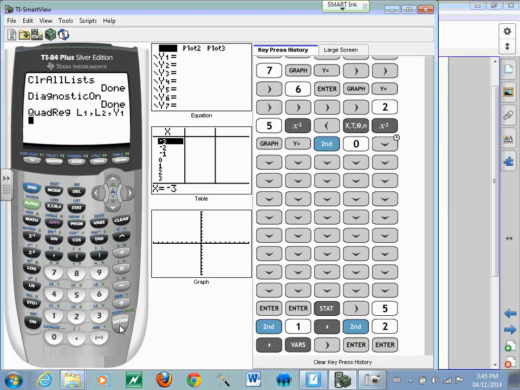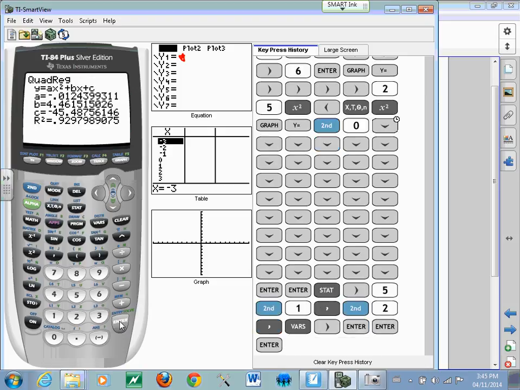So what you're doing is saying to the calculator, I want to do a quadratic regression using my data from L1, L2, and I want you to put the equation in Y1, which is in our Y equals up here. So it'll eventually come right in here for us. Okay, guys? Isn't that cool? So let's press enter and we'll learn some things.